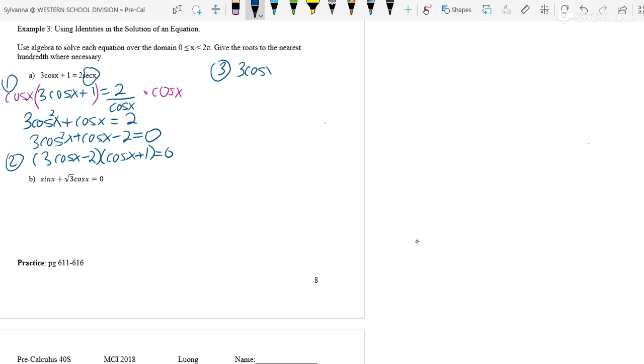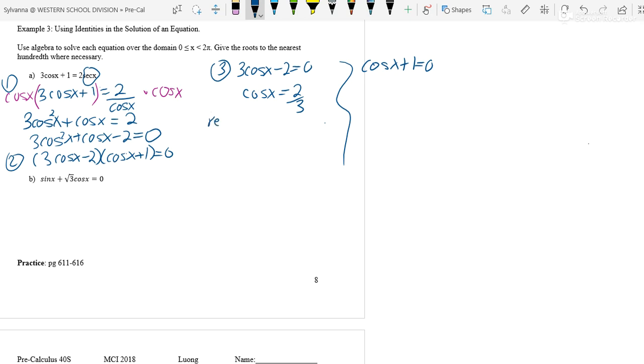3 cos x minus 2 is 1 that I need to solve. And the other I need to solve is cos x plus 1 equals 0. So I'm trying to get cos x by itself. I'm going to move the 2 to the other side and then divide both sides by 3. Now if cos x is equal to 2 over 3, 2 over 3 is not one of our exact value triangles, so I have to use my calculator for this one to find its angle.